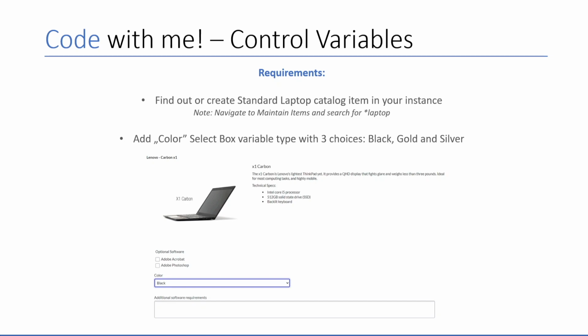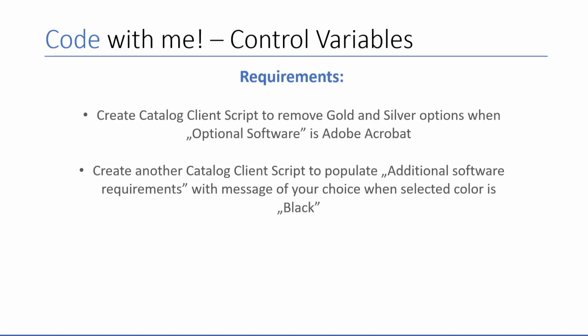And if you do it, let's jump to the second part of our coding challenge, which will be to create a first catalog client script to remove gold and silver color options when optional software would be Adobe Acrobat. The second catalog script will populate additional software requirements, multi-line text, with a message of your choice. You can think of any kind of message you would like to write here, but only when the selected color will be black.